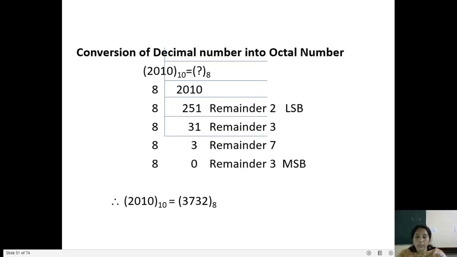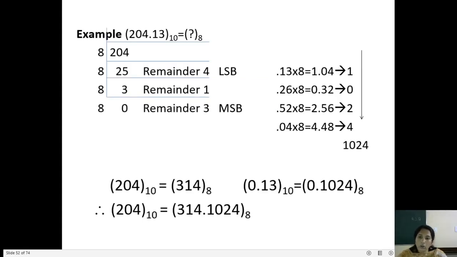When you come to conversion of a decimal number into an octal number, that is any number into octal, again, same as binary, you divide the decimal by the base. What is the base here? 8. Now it will be continuously divided by 8 until you get the quotient 0, and the value should be kept from bottom to top, that is 3732. And if you get a fractional value, you continuously multiply and take the values from top to bottom.